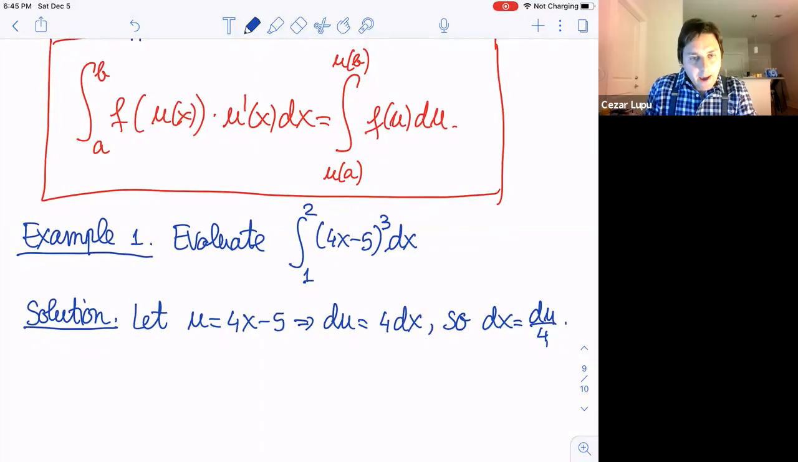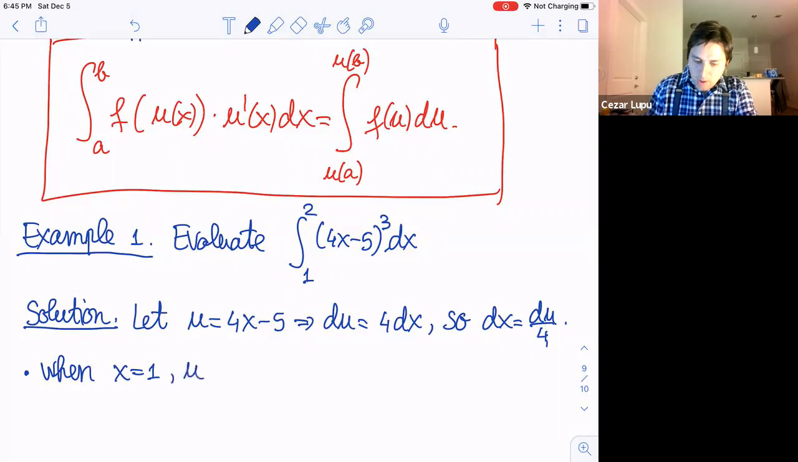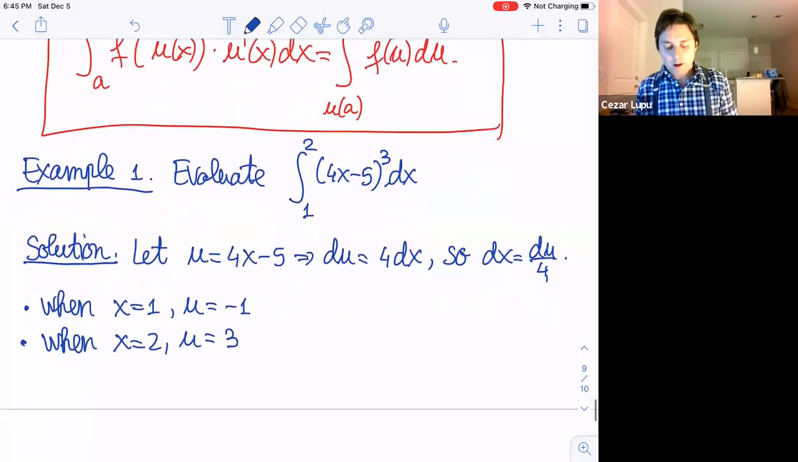And now pay attention because we need to update the limits of the integral. And we're going to do it in the following way. When x is 1, u is what? Is 4 times 1 minus 5, which is negative 1. And when x is 2, u will be what? 4 times 2 minus 5, which is 3.